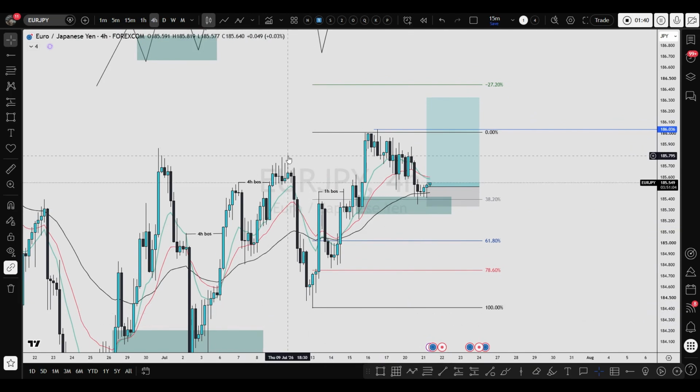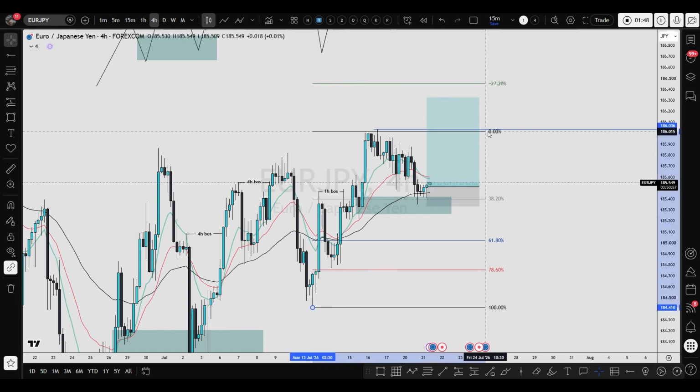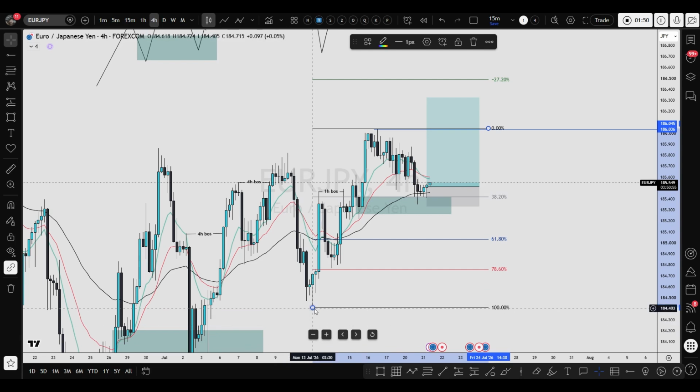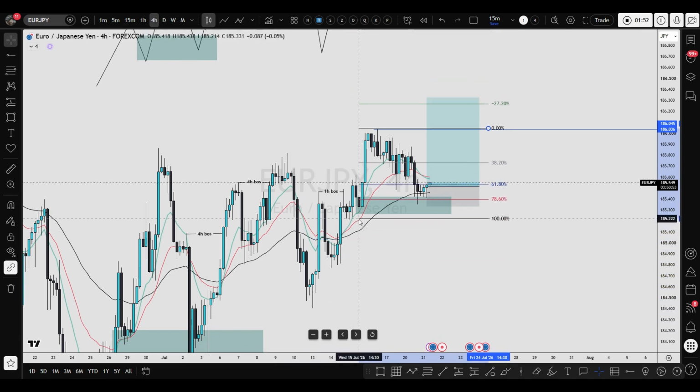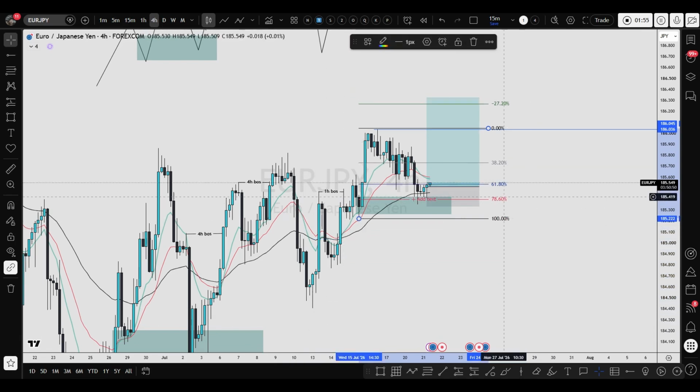In this case, if this is the breakout structure towards the upside, then if I drop my Fibonacci on this impulsive move, it's perfectly lining up with 38.2. And if I drop my Fibonacci level on this impulsive move, then it's lining up with the 78.6 and 61.8 level almost.